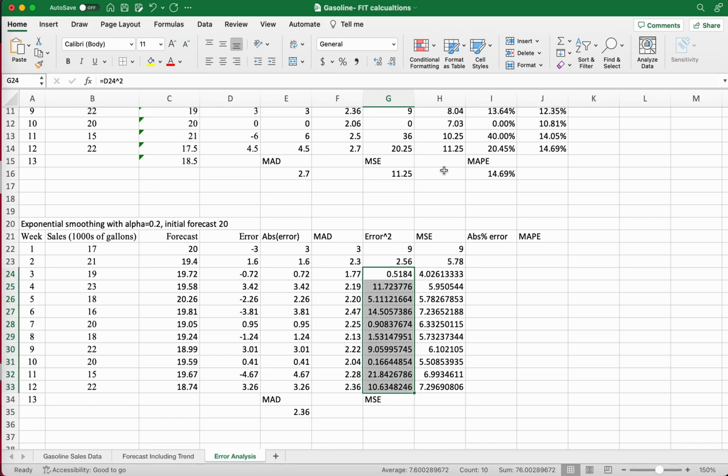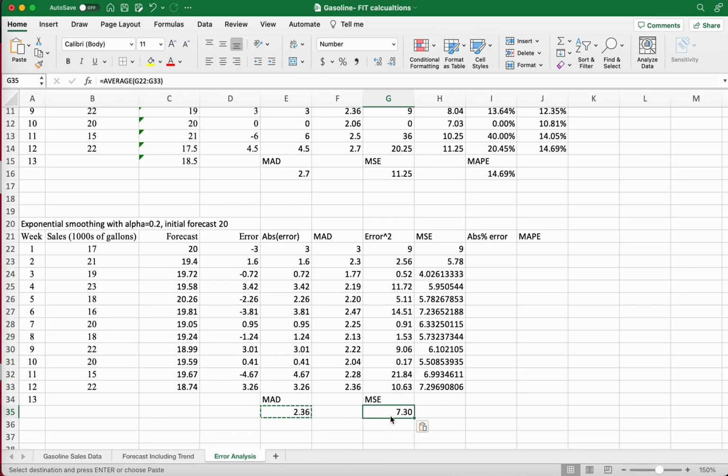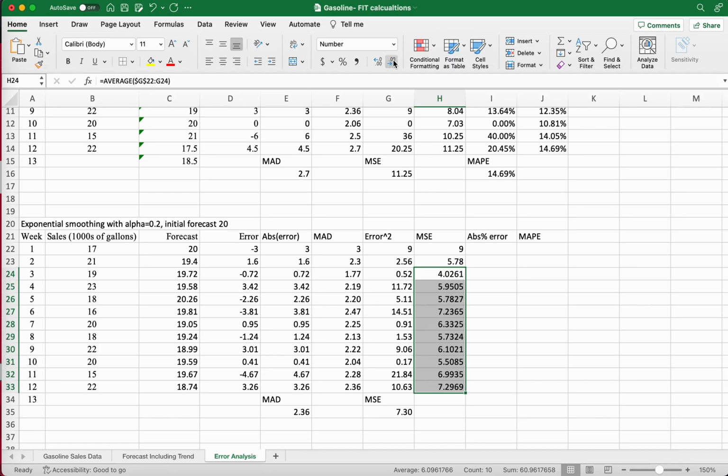Let me reduce the decimal places. Okay. 7.3, right? So that's the average value. 7.3, as you know. That's much lower. So if you're looking at mean squared errors, there's a much bigger difference between the two. But also remember, these are squared values, so there's always that.